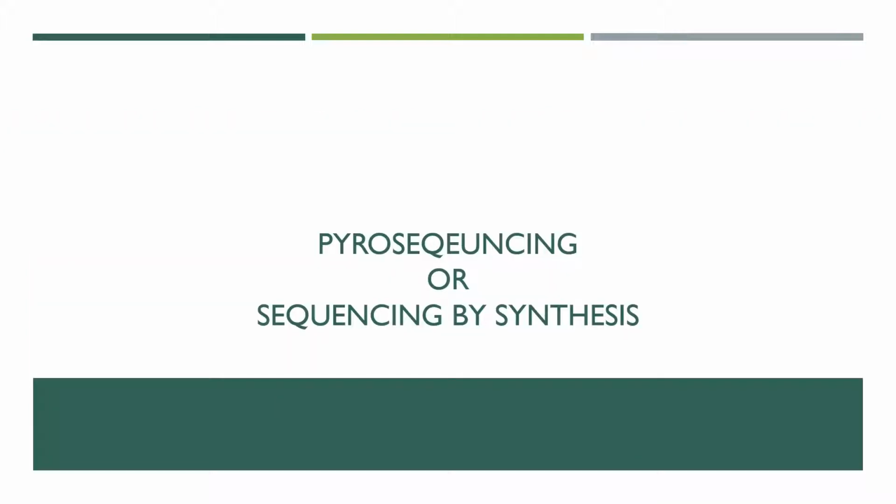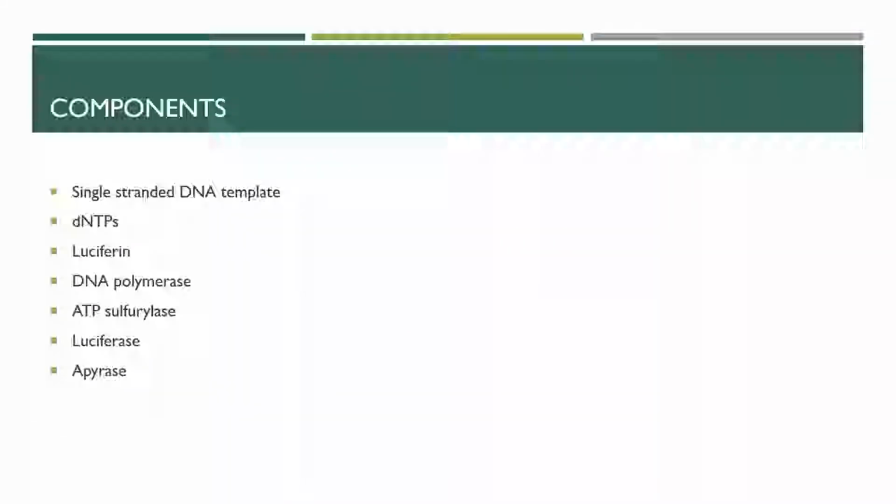The principle of pyrosequencing or sequencing by synthesis was first described in 1993 by Bertil Persson, Matthias Uhlén, and Paul Nyrén. The components for pyrosequencing include ssDNA template, dNTPs, luciferin, DNA polymerase, ATP sulfurylase, luciferase, apyrase. All these are enzymes, these four. This being the substrate, and their functions and their usage will be described.